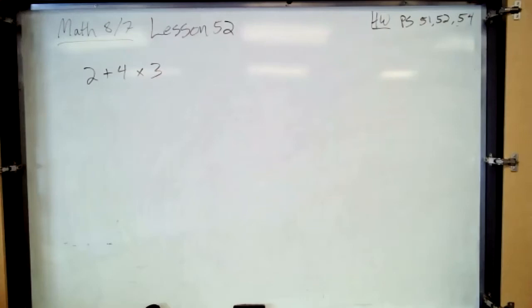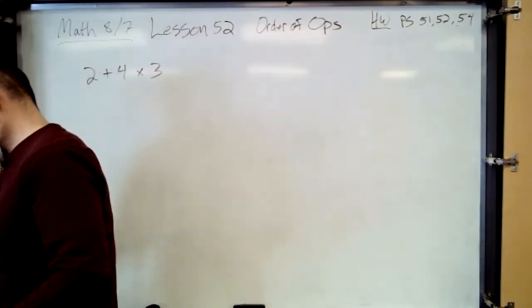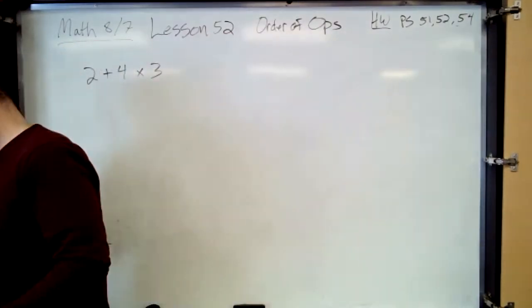And to prove it, you can change any multiplication problem to an addition problem. Did you know that? 4 times 3 is just 3 plus 3 plus 3 plus 3, right? Or it's 4 plus 4 plus 4. So then you have 2 plus 4 plus 4 plus 4. So see how you have to do that multiplication first. So this is order of operations. That's what we're talking about. So multiplication always comes first.